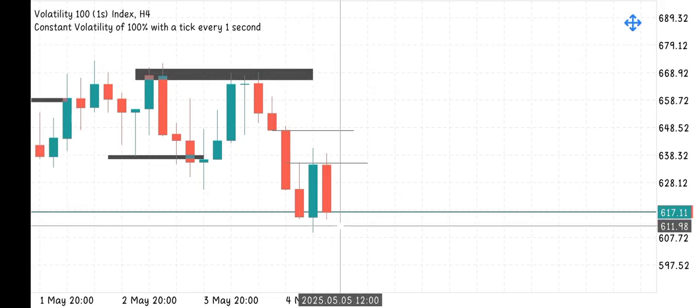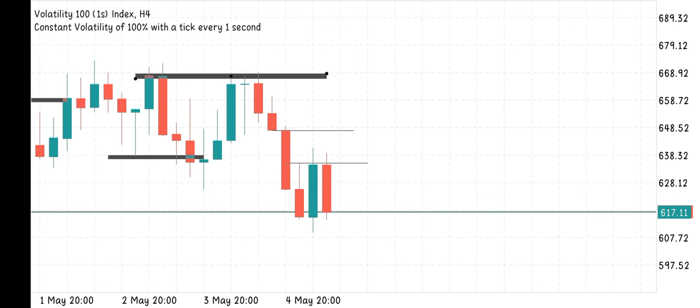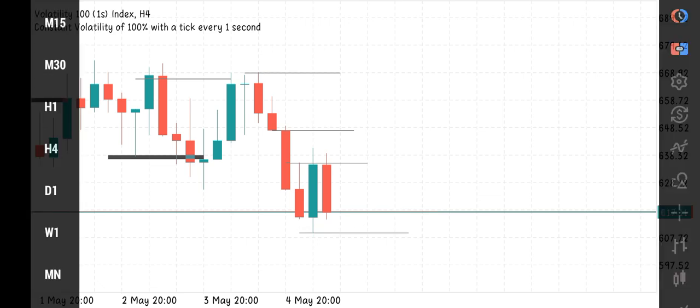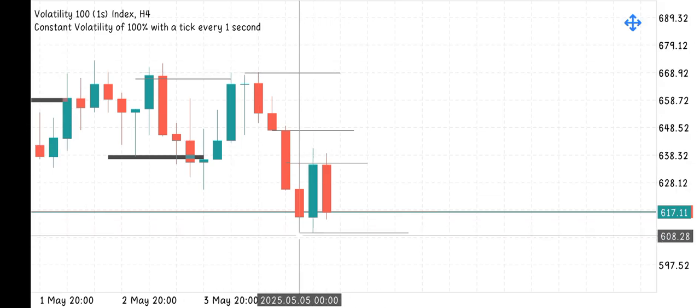Let's mark it. I had my recent high here, I had my recent low here. So I had my recent high, my recent low. Remember what I said, that market trades from liquidity to liquidity.